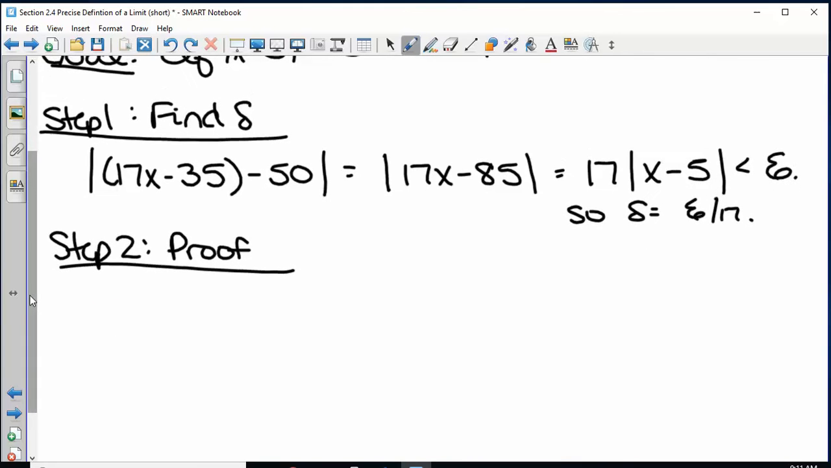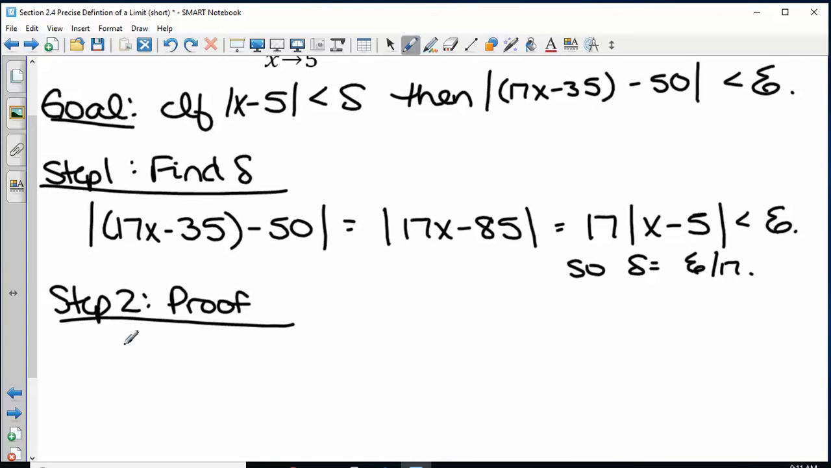Okay, so for my proof, rewrite your goal statement without the less than epsilon. What do I have to write for that though? Let delta equal epsilon over 17.